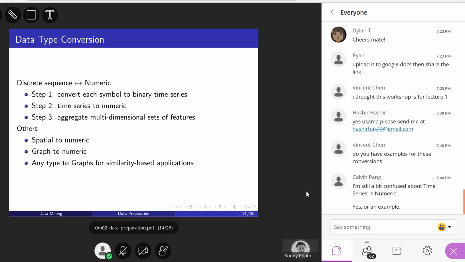All right, I have a request here to explain a little bit about time series to numeric, which is about how we can analyze the time series into something in a vector representation. So let me try to share, sorry, not share application screen, Chrome tab.